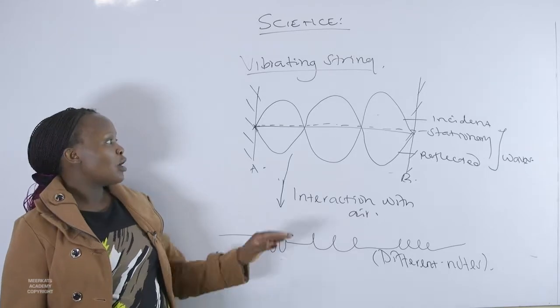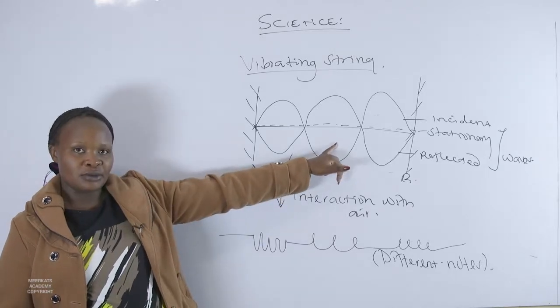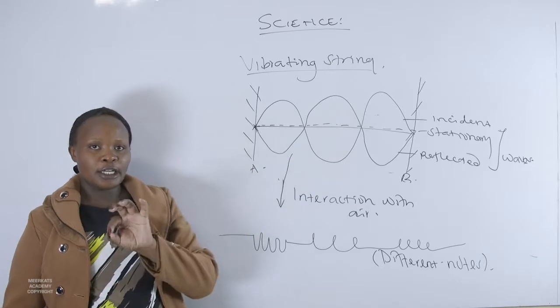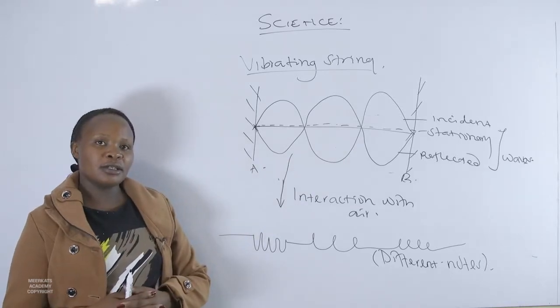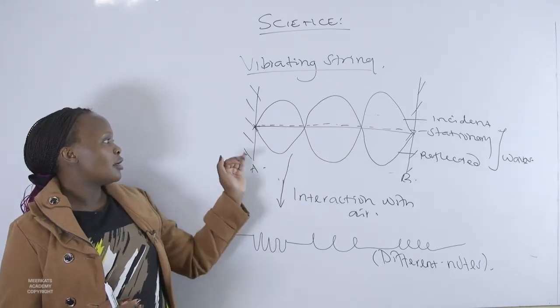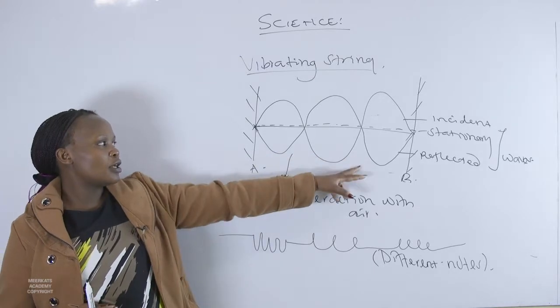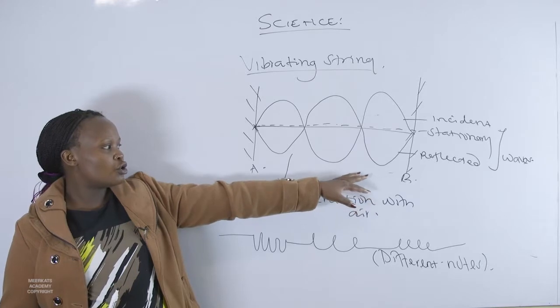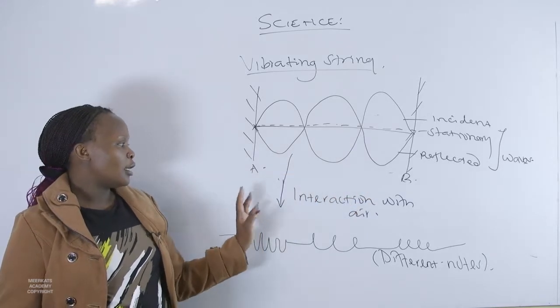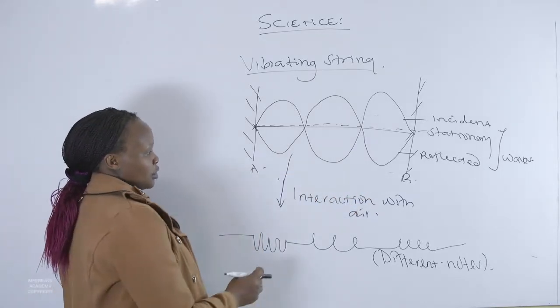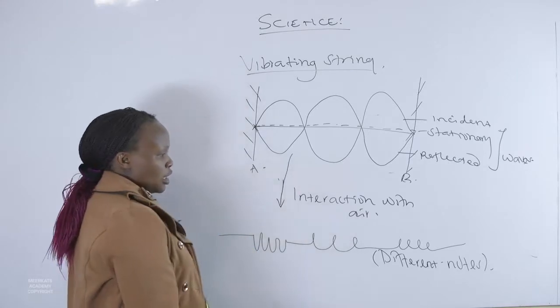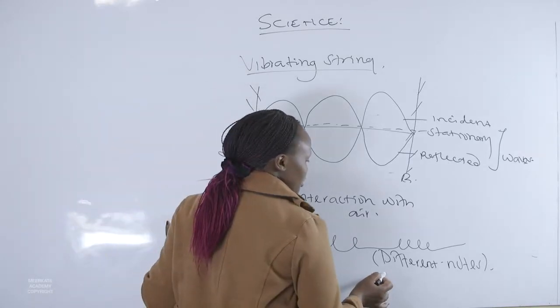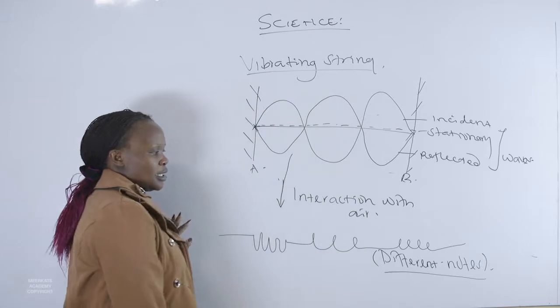Now, you have to pluck your string at some point, introduce some disturbance, let it be carried through the string to another end, upon which it will be reflected, then interact with air so that you can have different notes.